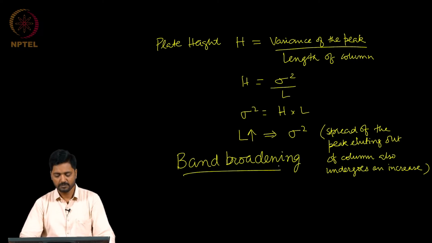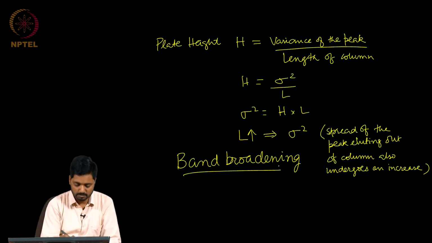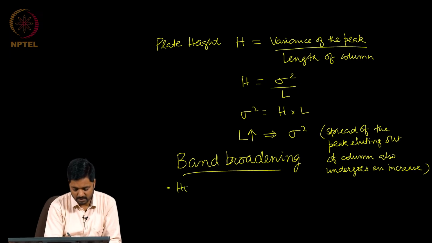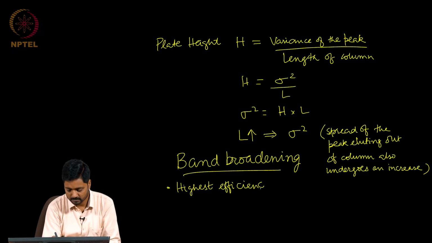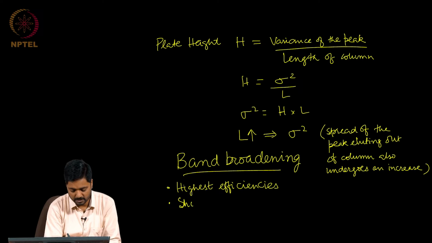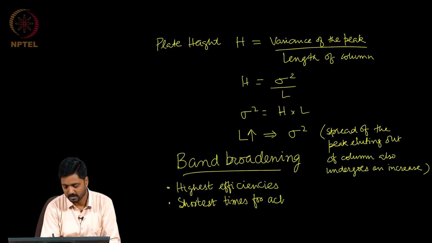and this is something which we would want to minimize while achieving chromatographic separations, because we want to achieve the most efficient separation within the shortest possible time. That is the main goal of chromatographic separations, to have minimal band broadening, so that the highest efficiencies can be achieved in separations, and this should be done in the shortest possible times. So, let us quickly rewrite this. What we want is highest efficiencies and shortest times for achieving separations.